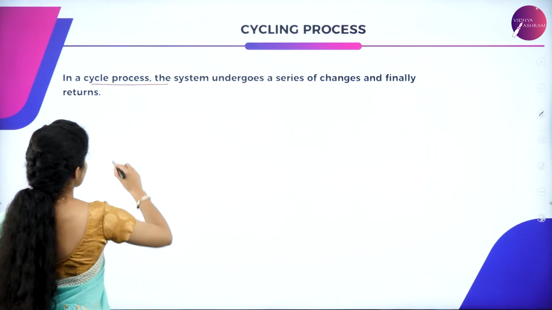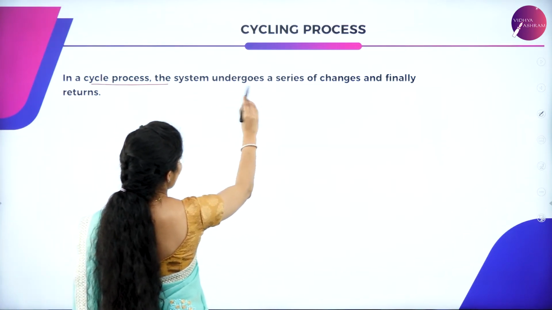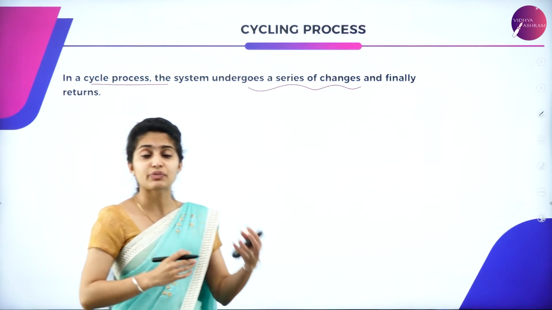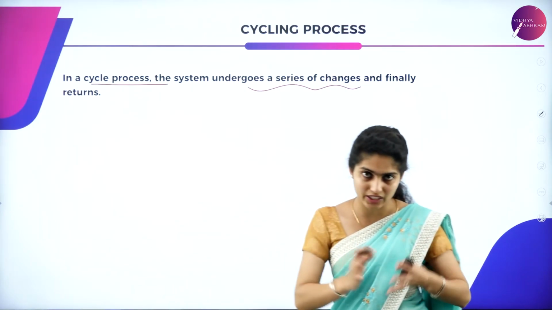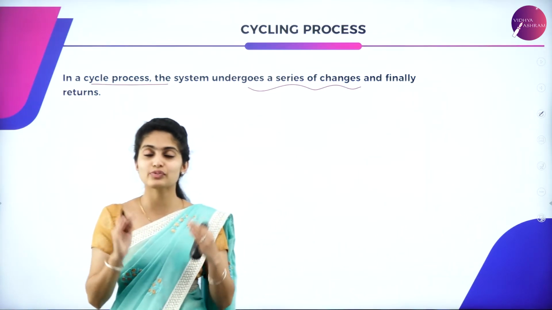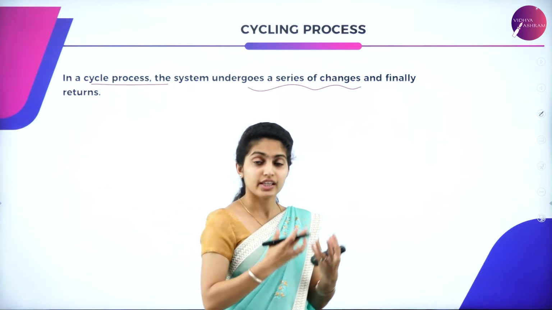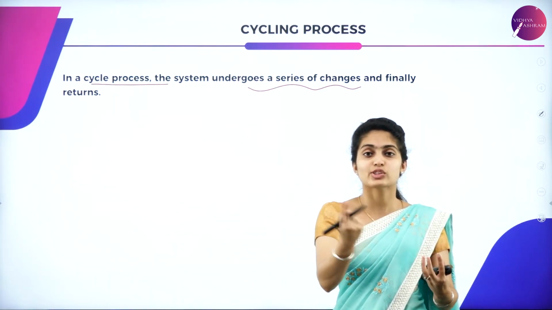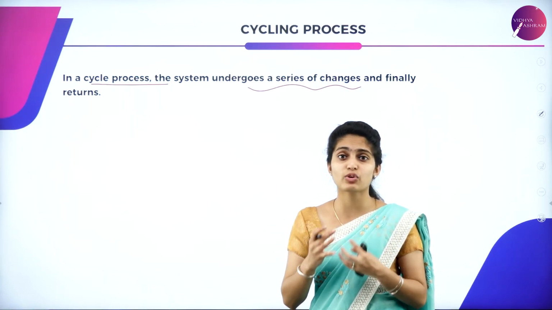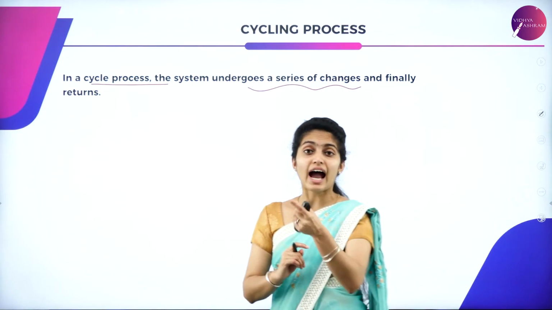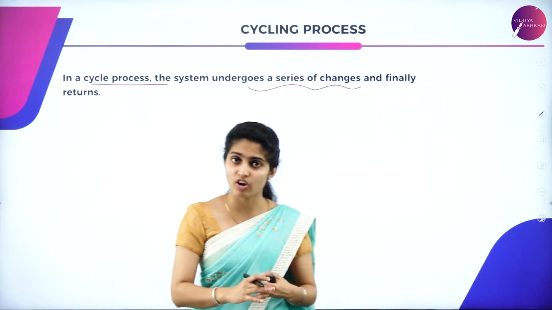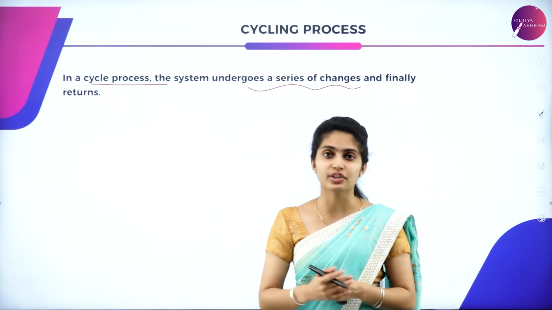So how do you tell it? In a cyclic process, the system undergoes a series of changes, different changes, and finally it returns to the original position. For example, you can just take our Earth. It revolves around the sun and it takes 1 year, 365 days, to revolve around the sun, and when it revolves, it undergoes all sorts of seasons: summer, winter, rainy, autumn, spring. All these seasons it undergoes, correct?